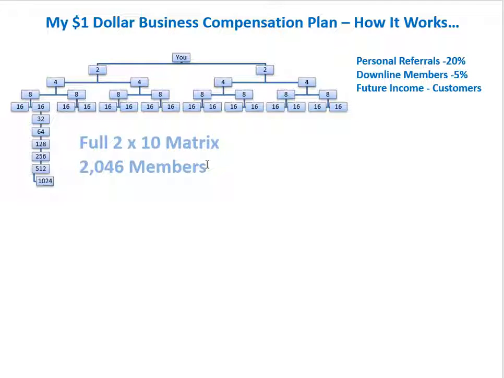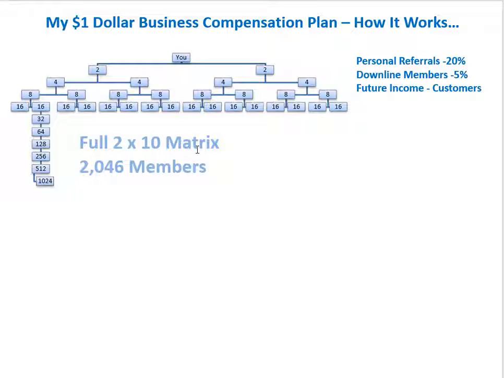And then all of your downline members, everyone that's in your 2x10, so let's just assume that it's completely full. If you have 100 personal referrals, the other 1,946 people that would be in your downline, if it was full, would be downline members, and you would earn 5% on them at whatever level they're at.